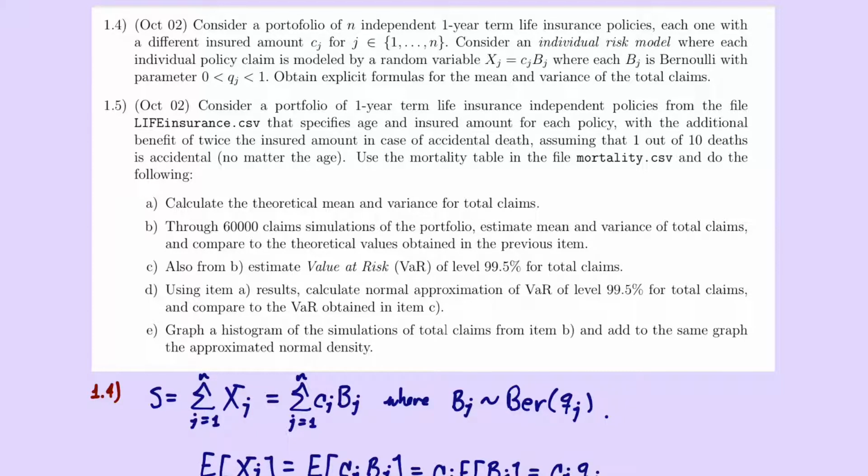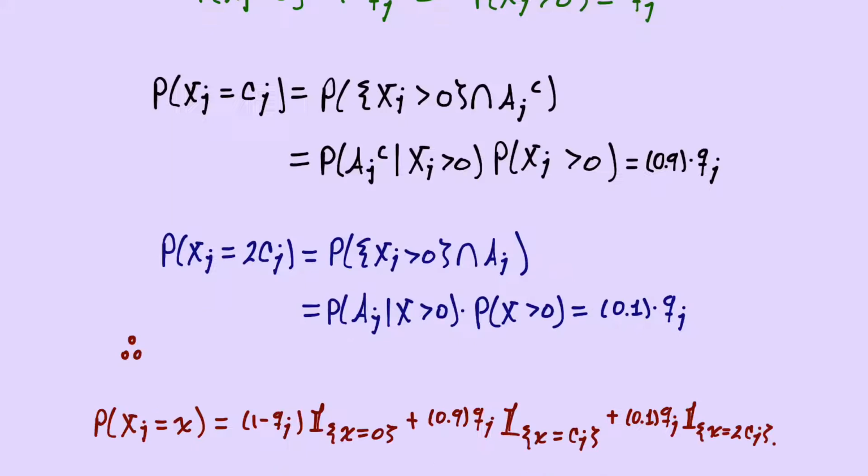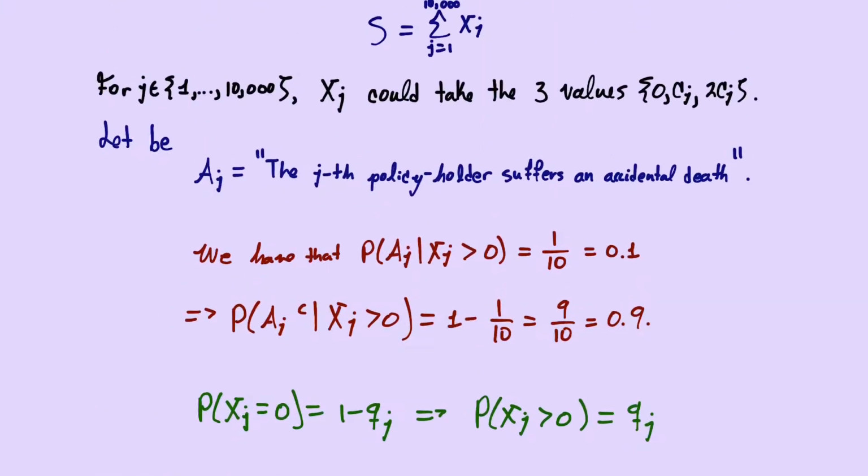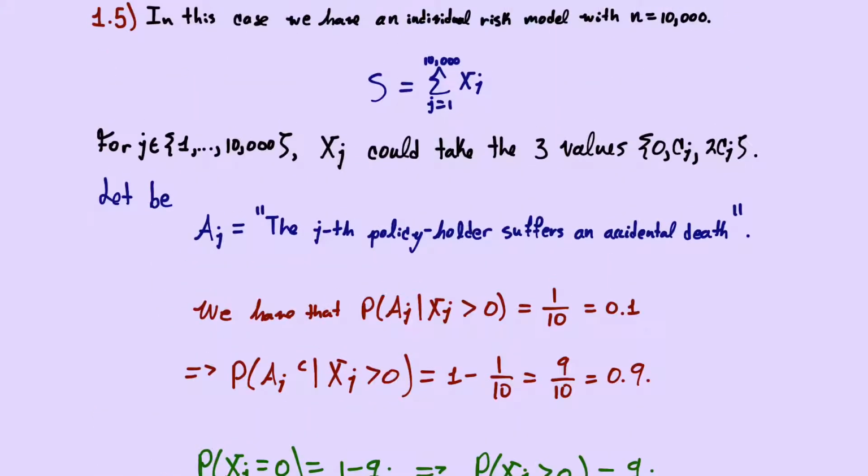So now, for this, we will first have to model this exercise to get the formulas. In this case, we have an individual risk model with n equal to 10,000, because in the file you will find the information for 10,000 different policies. So n will be 10,000.